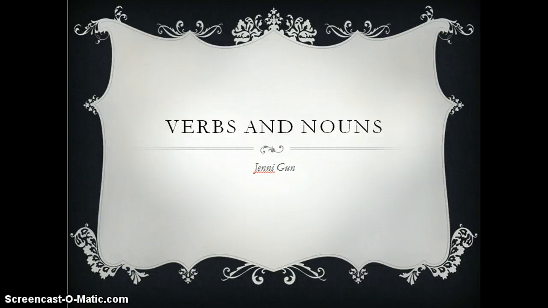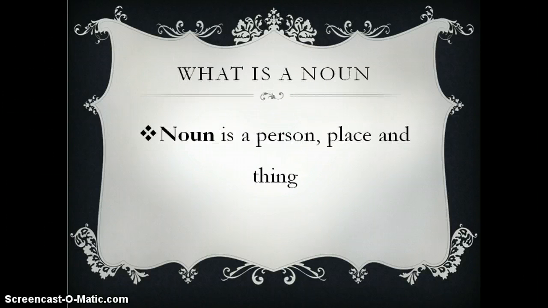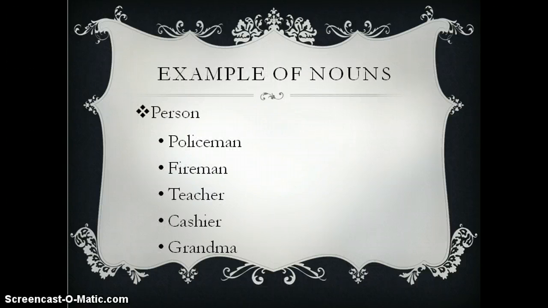Today we are going to be learning about verbs and nouns. What is a noun? A noun is a person, place, or thing. Here are some examples of nouns that are people: policeman, fireman, teacher, cashier, grandma.